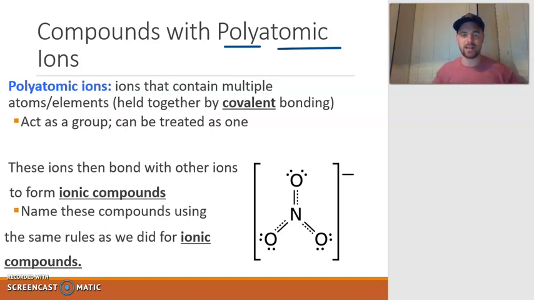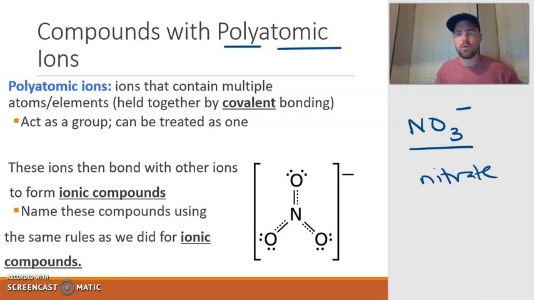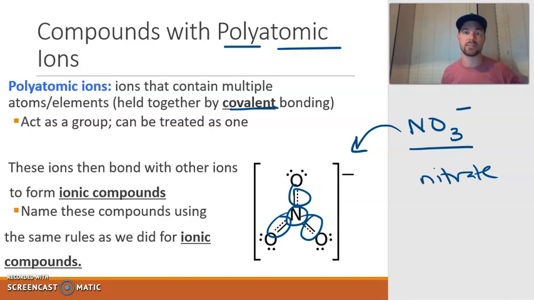So let's dissect that a little bit. Let's consider the polyatomic ion, one of the most common ones, NO3 negative. This is called nitrate. But let's take a closer look at what's going on here. We have 1 nitrogen and 3 oxygens that are bonded together, and that's shown in this picture here. What holds the nitrogen together to the 3 oxygens? That's covalent bonding, which we haven't covered yet. We'll look at that in the next section. But that's what holds it all together.